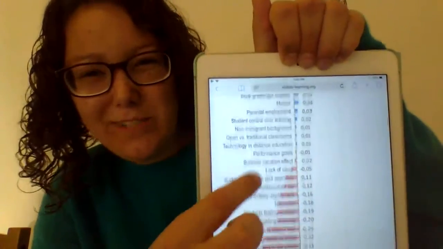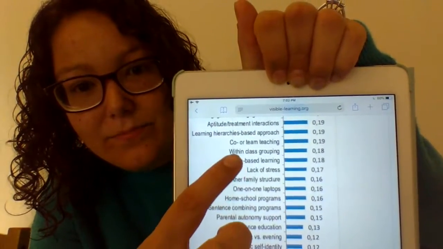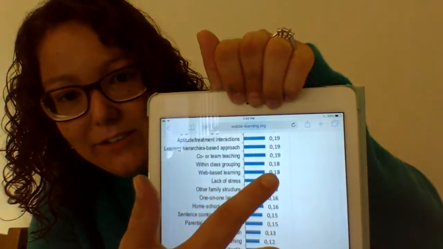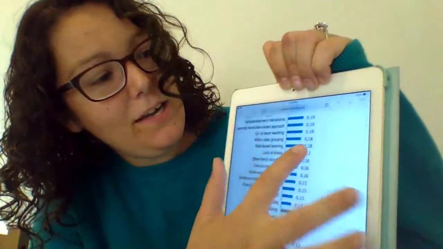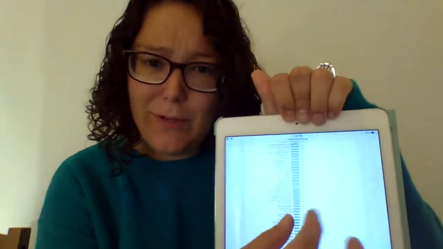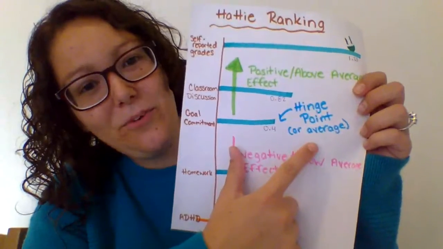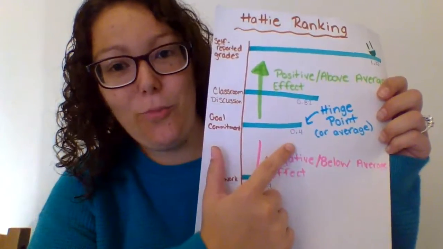So to read this chart, it's pretty easy. Let's go to a random one, pick something, and you look over and you look at its numbers. So what am I looking at here? Web-based learning has a 0.18 ranking of effectiveness. You're probably wondering, what the heck does 0.18 mean? Is that effective? Is it not effective? Well, it's all based around what we call our hinge point, or the average, which is 0.4.